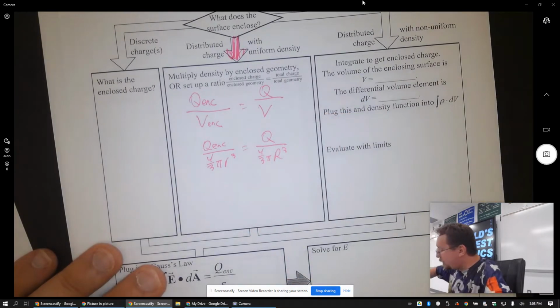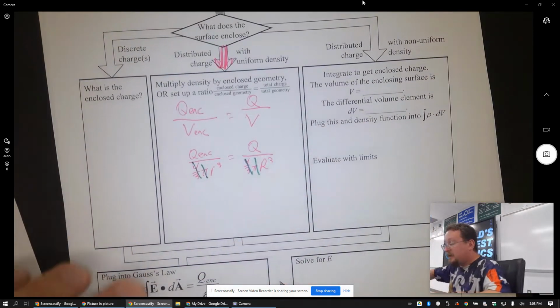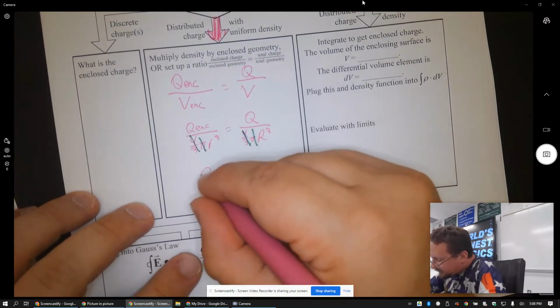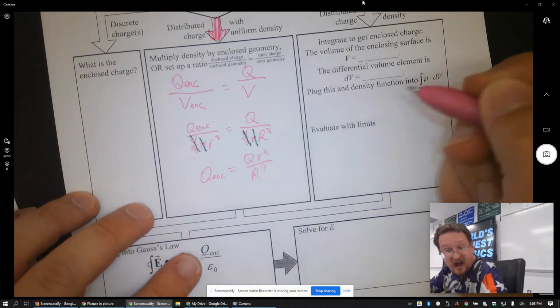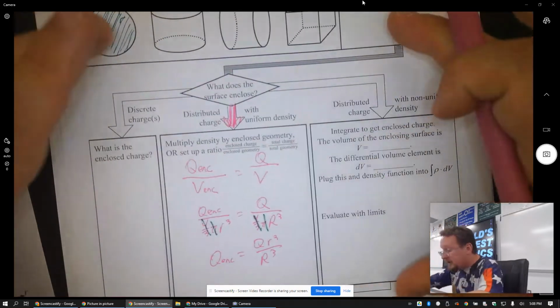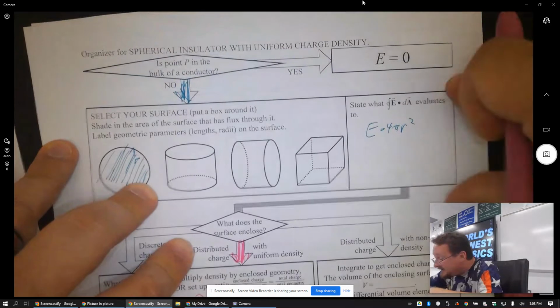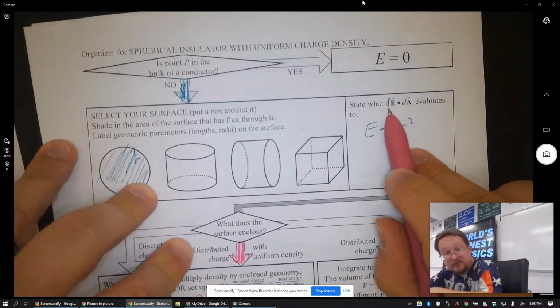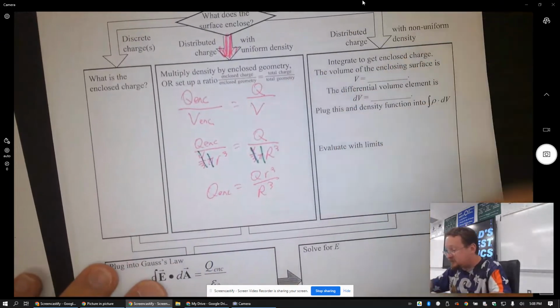And then guess what? Then we just bring the r cubed over, so Q enclosed equals Q little r cubed over big R cubed. This sucks, right? Look at it, it's half a page just to get the Q enclosed. This is pathetic. Don't let the stupid circle confuse you. This is the easiest part of Gauss's law. This is the tricky part.